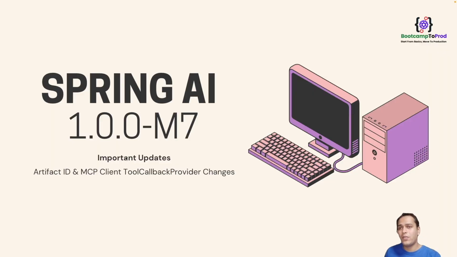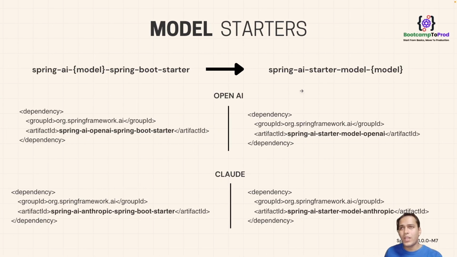So coming to the first change, which is related to the artifact IDs. If you see here, we have the different model starters if we are working with different LLM providers like OpenAI, Claude, or Google Gemini. Earlier, this is how the artifact ID used to look, for example, spring-ai-{provider name}-spring-boot-starter. So for OpenAI, this is how it used to look: spring-ai-openai-spring-boot-starter.